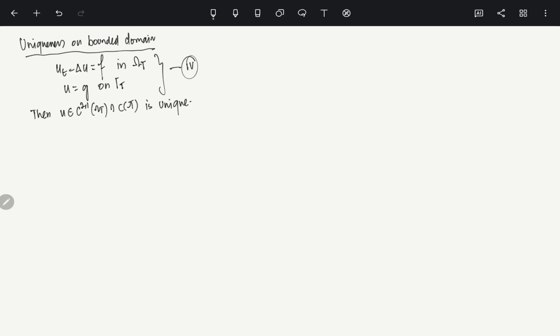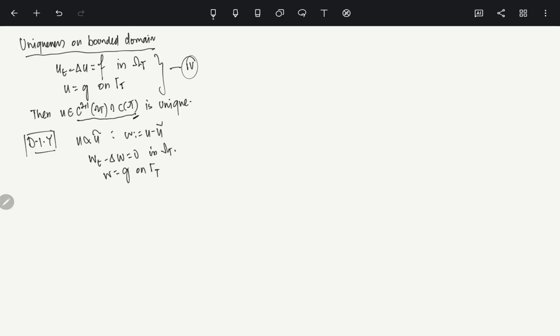Let's just call it 4. There is exactly one solution here. How do you show that? This you have to do yourself. Okay, I will give you some ideas. If there are two solutions, u and u tilde, then define w to be u minus u tilde. Since u and u tilde are in this space, w is also in this space. Then w satisfies this equation: w_t minus Laplacian of w equals 0 and w equals 0 on the parabolic boundary of Omega_T.